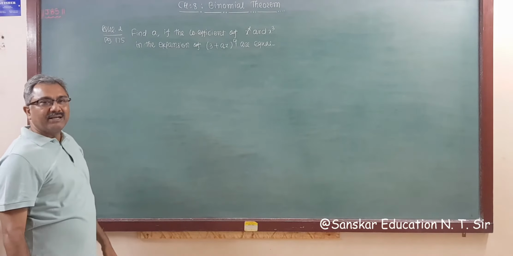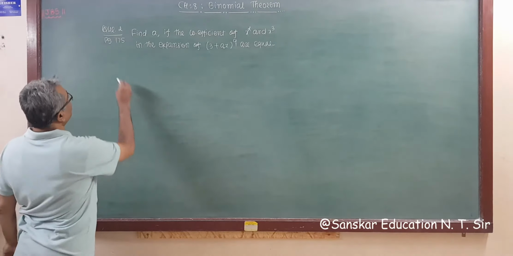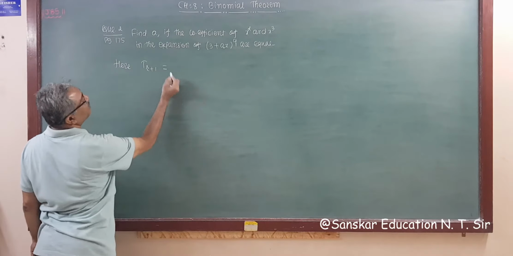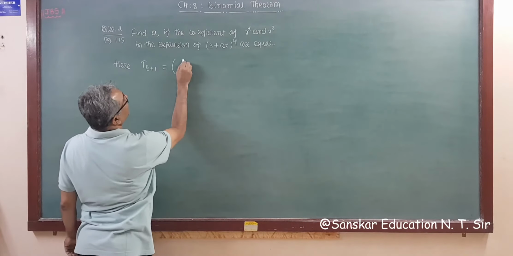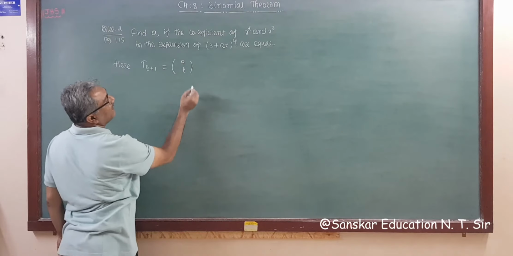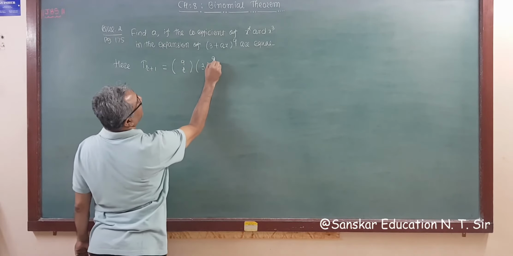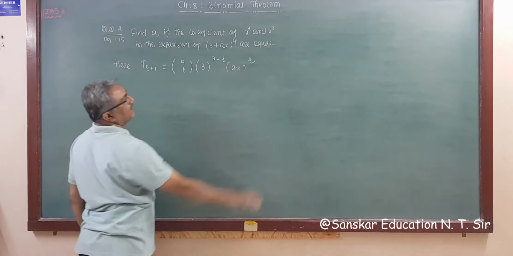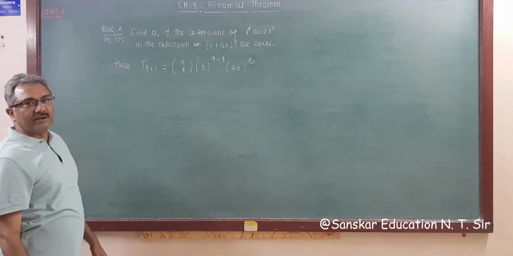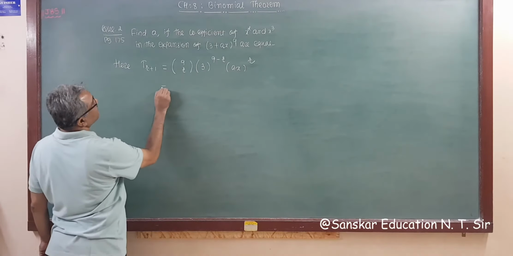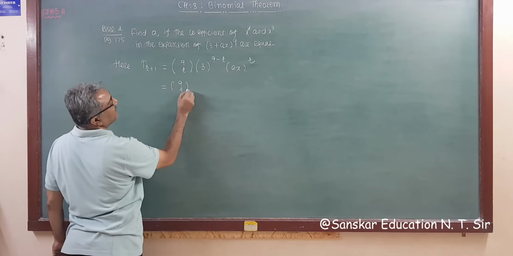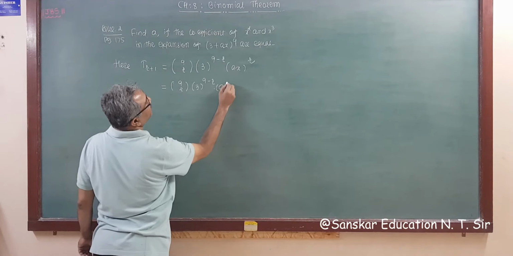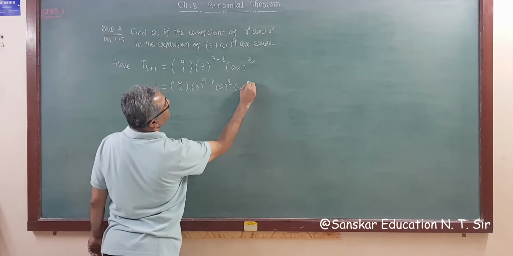Directly we are going to write T(r+1), that is the general term. So here general term T(r+1) is equal to nCr, n is 9, so 9Cr. A is 3 raised to n minus r and B is ax raised to r. Right? This is you know, so no need to write the general term formula now. So this is 9Cr, 3 raised to n minus r, a raised to r and x raised to r.